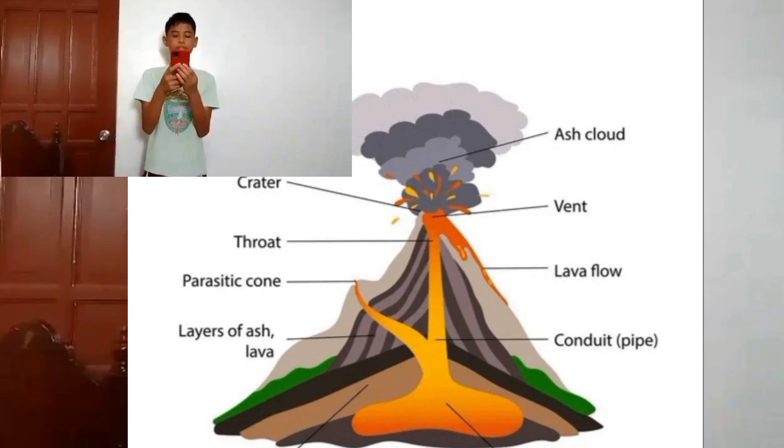In summary, a volcano has six main parts: the magma chamber, conduit, vent, crater, flank, and ash cloud. Understanding these parts can help us better understand how volcanoes form and how they behave during an eruption.